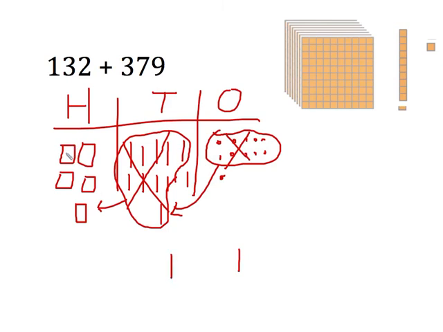Over here I can see I have 1, 2, 3, 4, 5 hundreds. I didn't get up to 10, so I don't need to move anything. In the end, I'm left with 511, which seems very reasonable. This is about 100, this is about 400. When you put them together, that's about 500.